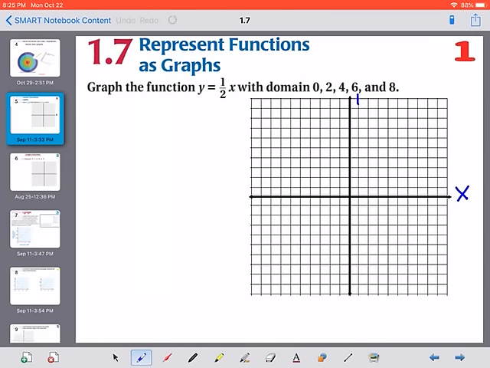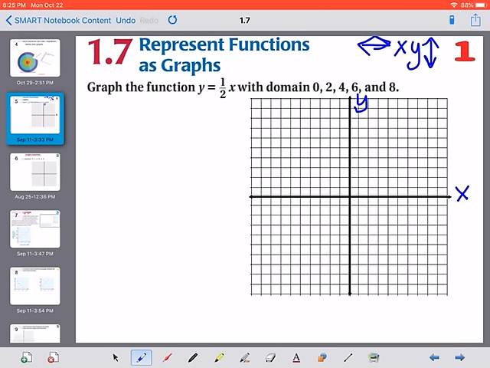This is x and this is y. I know that because, well, first of all, that's the way graphs are. However, the letter y is longer than x, which tells me that y goes up and down, our vertical. Easy way to remember which is which.